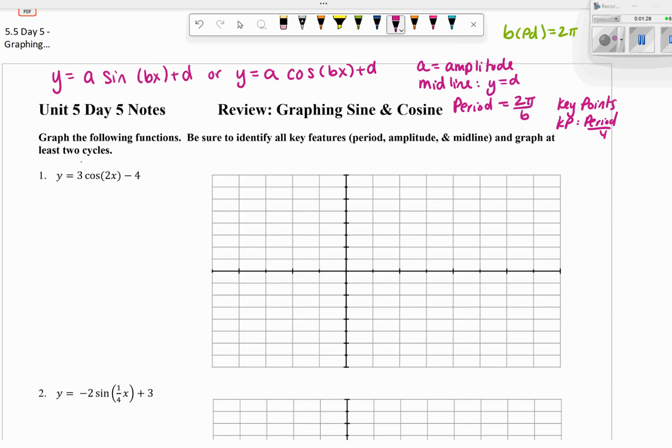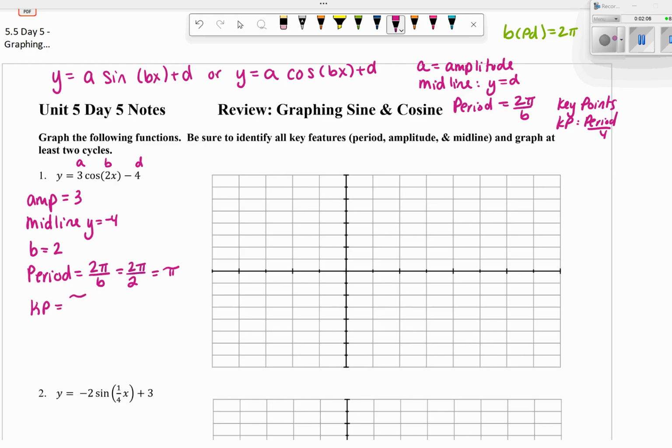So for this one, let's go ahead and look here with our a value. This would be our b, and this is our d value. So that means that the amplitude is equal to 3. My midline is at y equals -4. Since my b value is 2, from there I can find the period. So the period is equal to 2 pi divided by b. So in this case, 2 pi divided by 2, which is equal to pi. Then remember, we have to split that into 4 equal parts. So the key points are equal to the period, which is pi, divided into 4 equal parts.